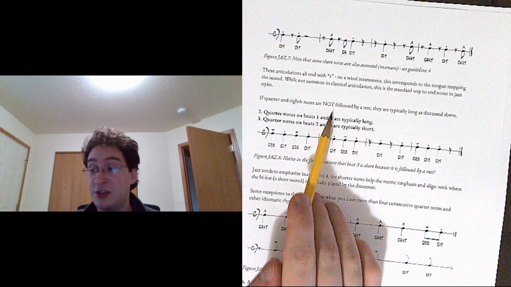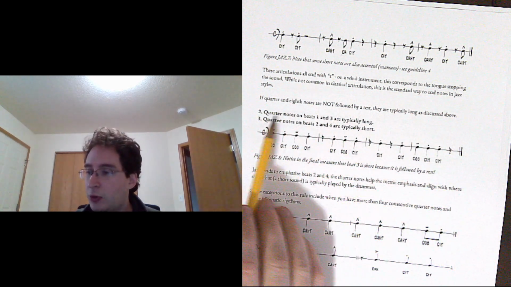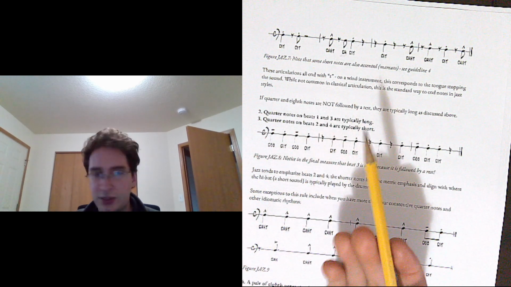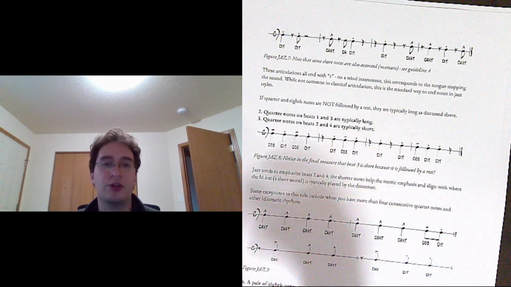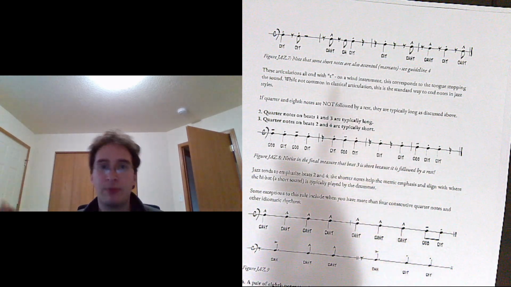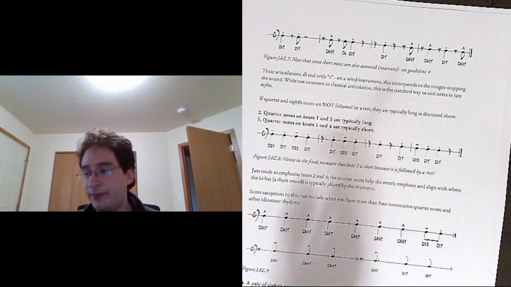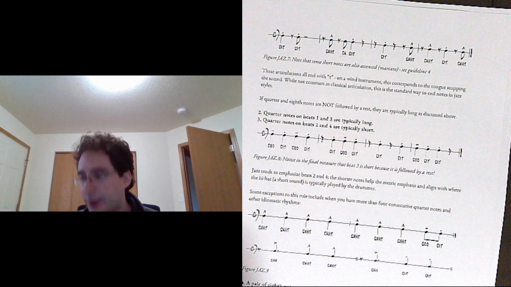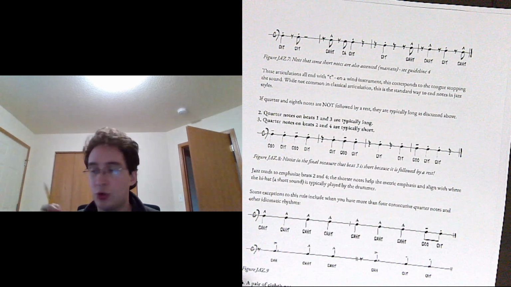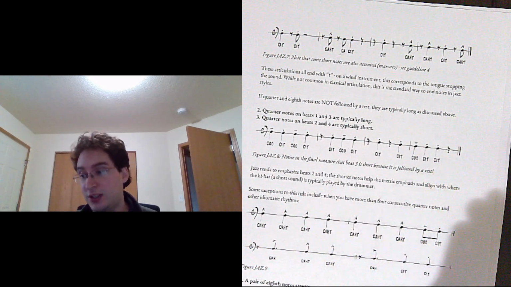Quarter and eighth notes that are not followed by rests are typically long. So quarter notes on beats 1 and 3, typically long. 2 and 4, typically shorter. On 2 and 4, you have the hi-hat on the drum set, which is a short sound. Probably want to match that. So do-dit, do-dit, dit, do-dit, dit, dit, do-dit, dit. Note that this last one is short because it's followed by a rest.